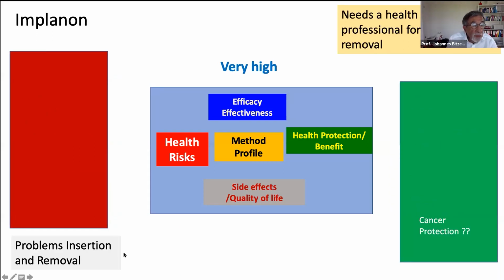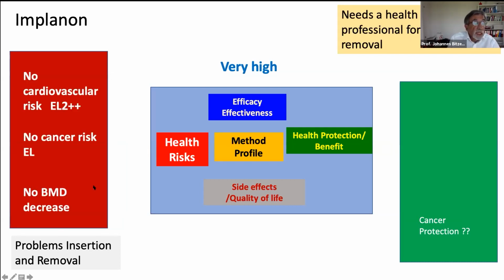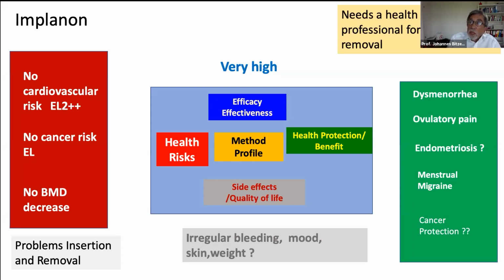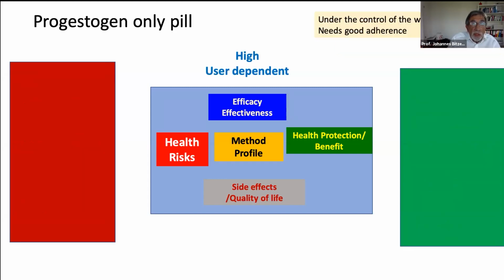What about Implanon? It's again the issue of the LARCs, which need a professional, not only for insertion but also for removal. And the main complications actually are in this context. And again, you have a rather positive health profile regarding age-related risks. You have regular bleeding. There are some reports on negative mood, a typical progestogen effect in a medium dosage of progestogens. Some people report skin changes or weight gain. The benefits are reducing dysmenorrhea, also maybe in endometriosis patients, reducing ovulatory pain, reducing menstrual migraine. There are no studies about cancer protection or cancer increase, really.